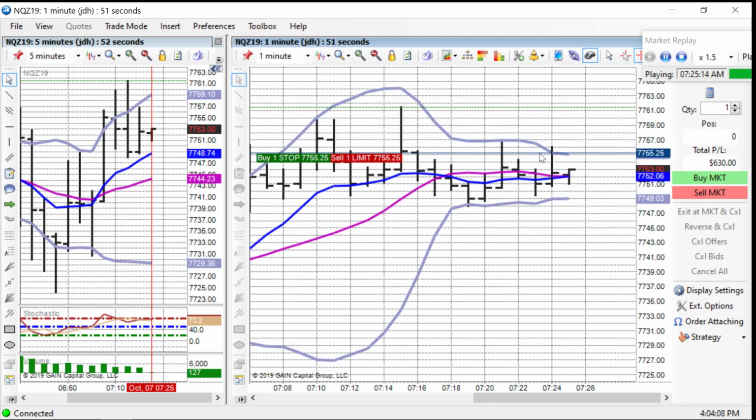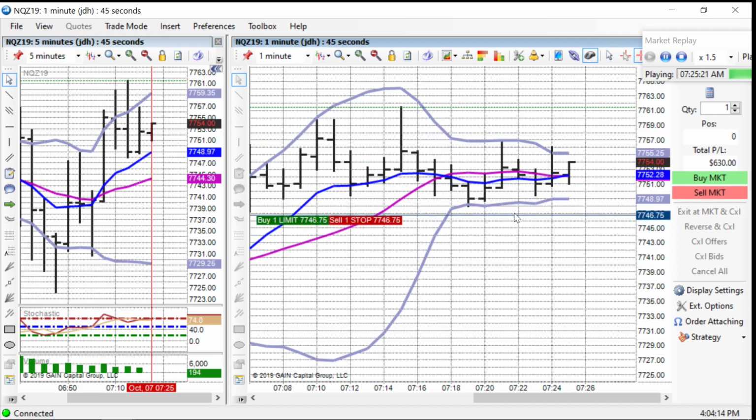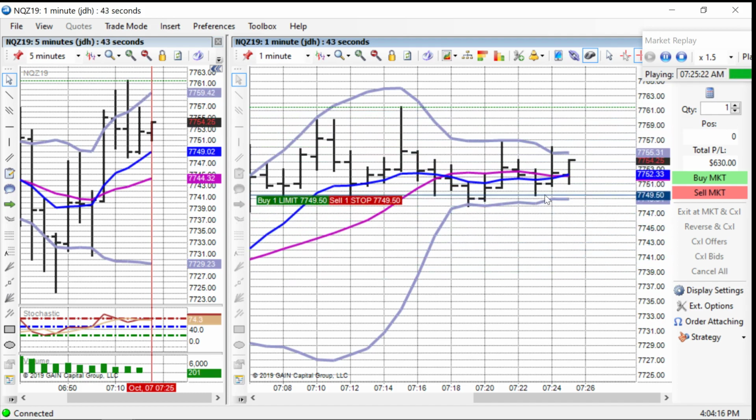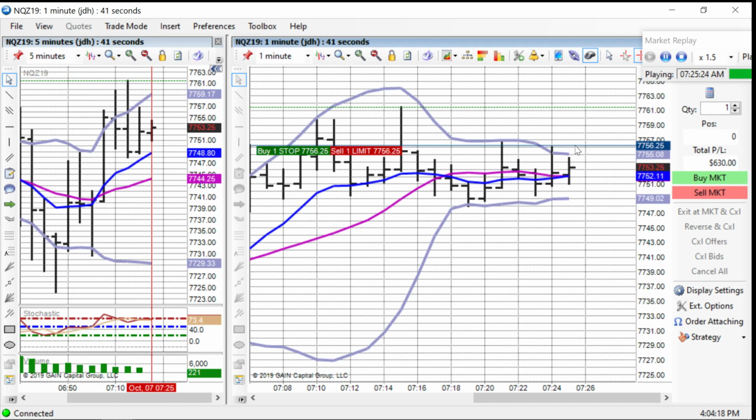Bollinger, it doesn't matter which direction it breaks out. The Bollinger Bands will still expand outward from each other. They'll be like a bell formation. It'll expand outward.